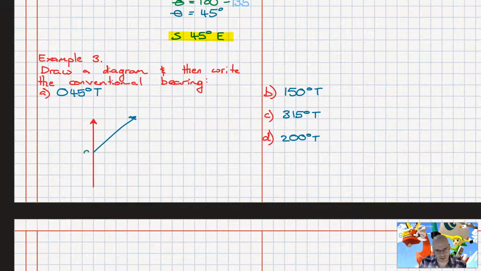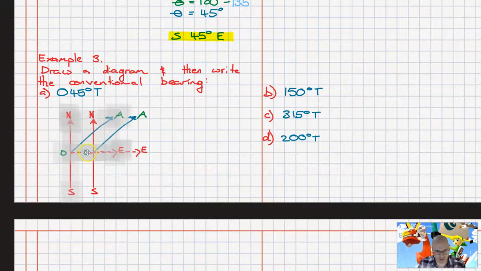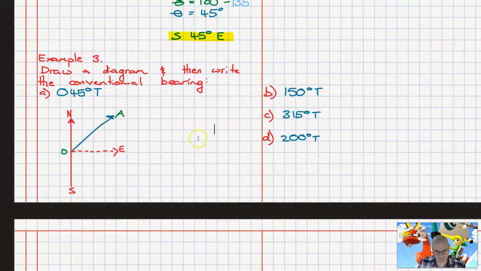And I'll label this as the origin and this as point A. And this is north. Now we want to be able to convert this to a conventional bearing. So I'll draw an eastwardly direction here and label that east and label this one south. Once again, I'm going to leave west off because it's not necessary in this particular diagram. I'm moving this across just for the sake of space.